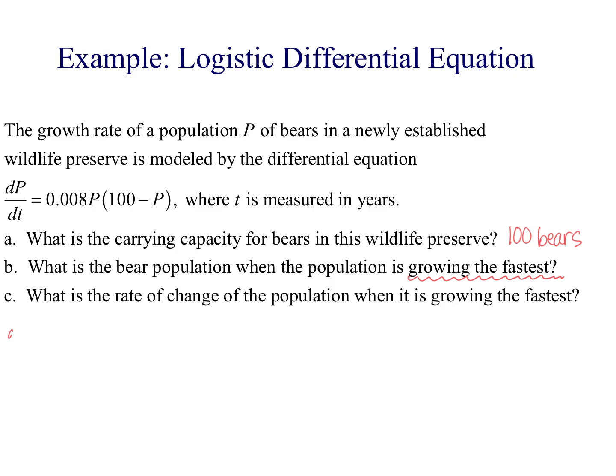So part A, find max of the bears. We already did that. Part B, find the max of the rate, which is dP/dt. How do we find the maximum of something? Find its derivative. So I'm going to have to find the derivative of this expression, and then do what with it? Zach? Find where it switches from positive to negative.